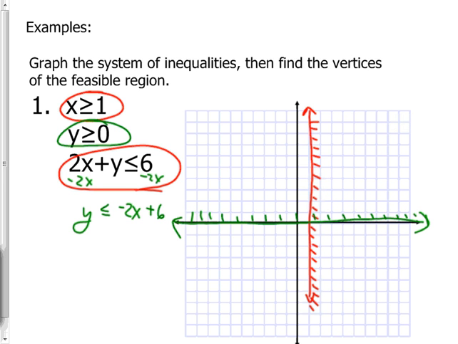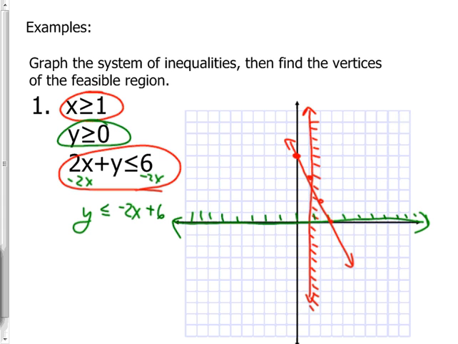And it starts at 6. 1, 2, 3, 4, 5, 6, right there. And it has a slope of -2. Down 2 over 1, down 2 over 1, down 2 over 1. And hopefully you'll see a line like that.